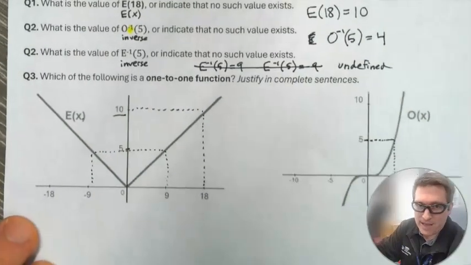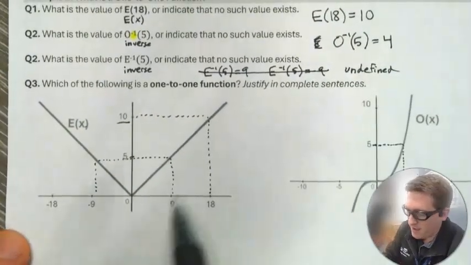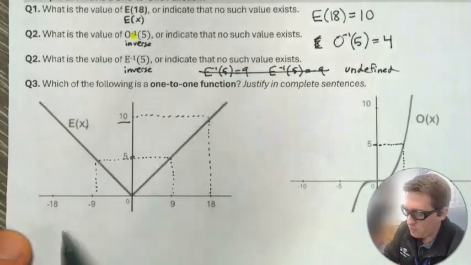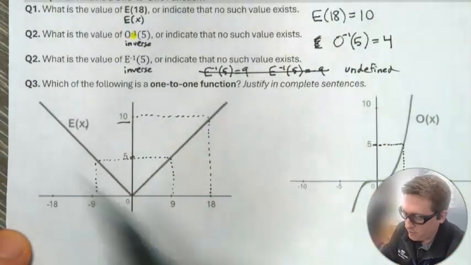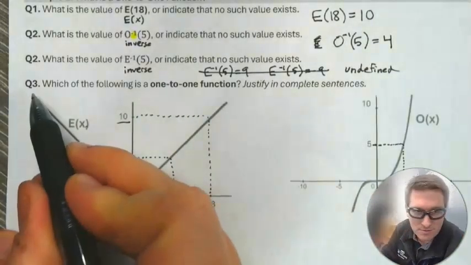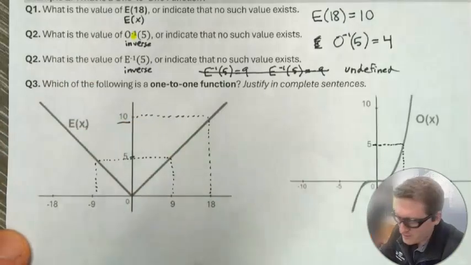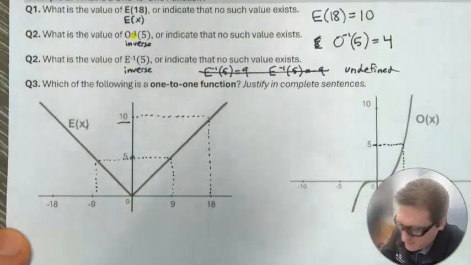So let's write down why it is not a 1-to-1 function, which is what it's asking me to do in the question. I guess this is actually question 4. I don't know why I have 2 question 2s here. Oops, I make mistakes too.